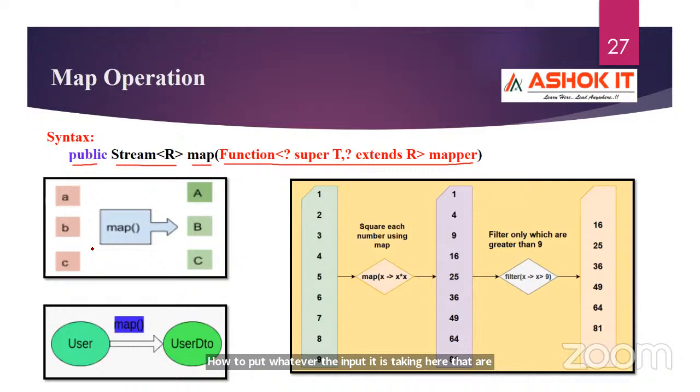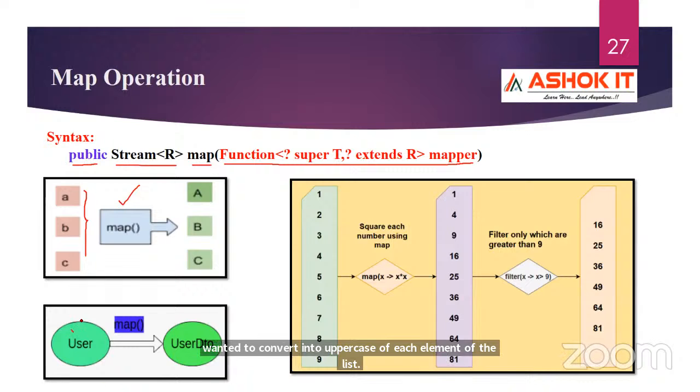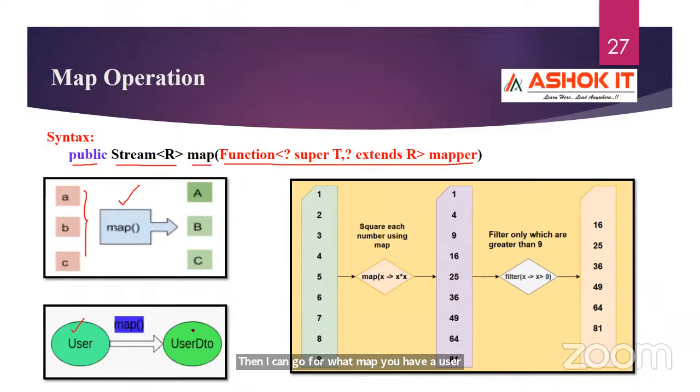So here are some examples. You have a list of strings in lowercase, and you want to convert each element of the list into uppercase. Then I can go for map. You have a user object and you want to convert it into user DTO. Then I need to go for map. For example, you have a list of numbers, and I need to calculate the square of each number.